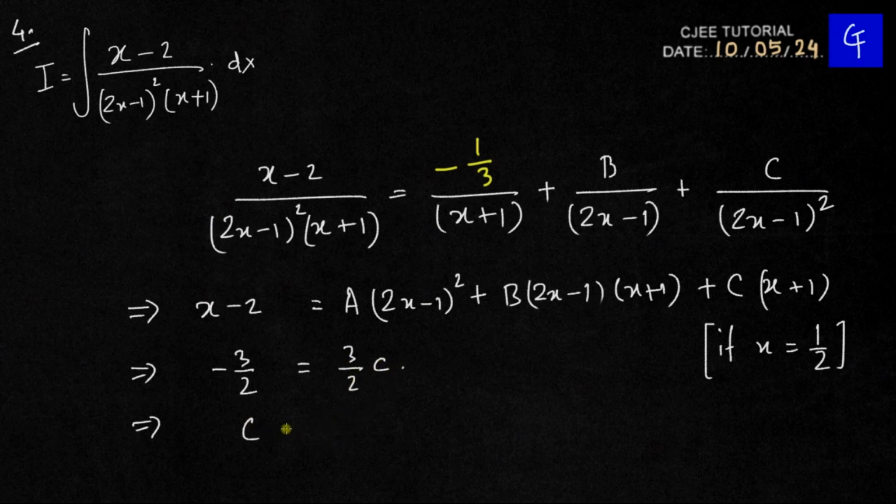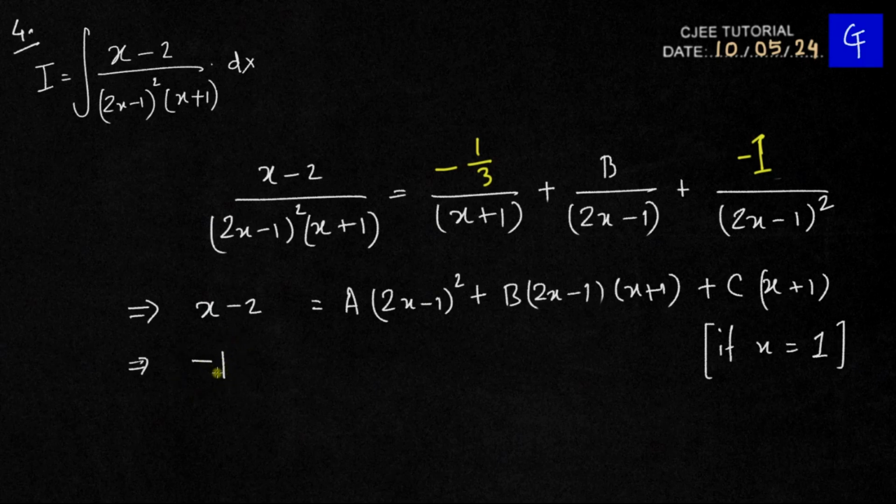So c becomes negative 1. It is pretty self-evident. I think I don't need to explain this any further. So c is negative 1. Yeah, let me write it like this. C is negative 1. Now suppose x is 1.